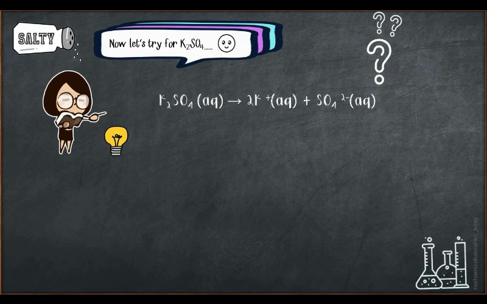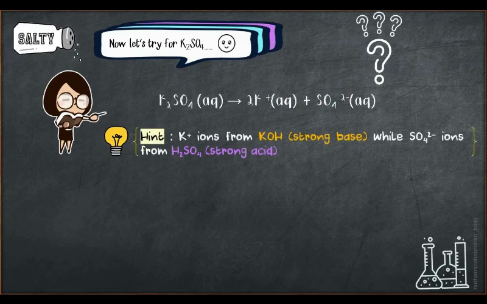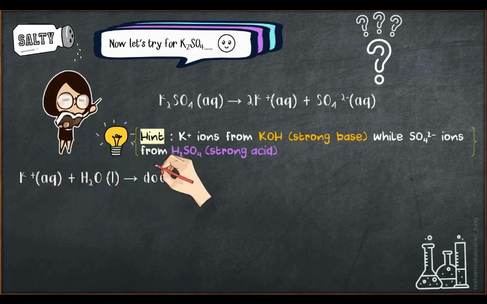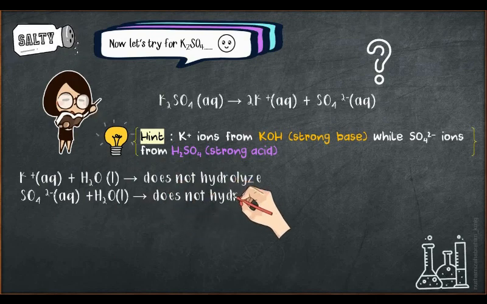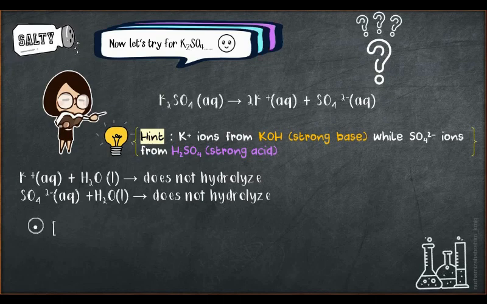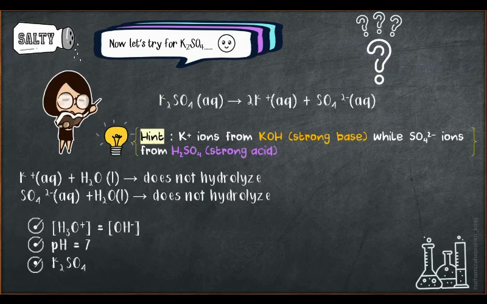Some hint: K+ ion is from potassium hydroxide, which is a strong base, while SO4 2- ion is from sulfuric acid, which is a strong acid. Therefore, both ions do not hydrolyze with water, as both are conjugates of strong acid and base. Both concentrations of hydronium ion and hydroxide ion are still the same, which results in a pH of 7. Hence, potassium sulfate is a neutral salt.